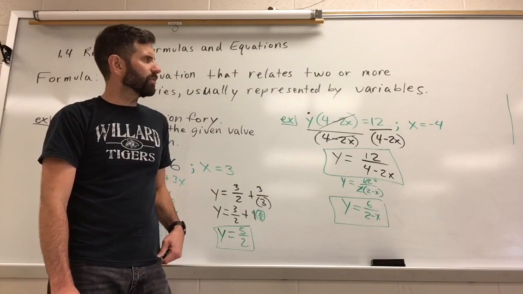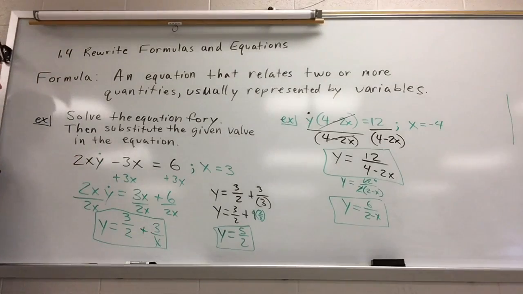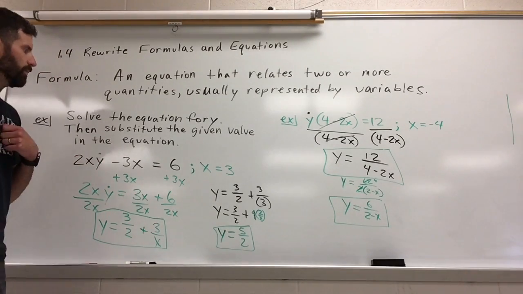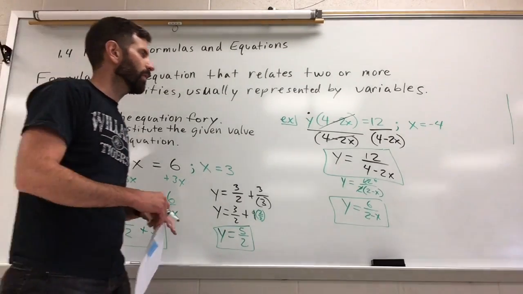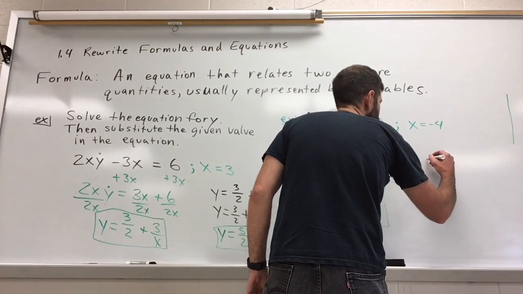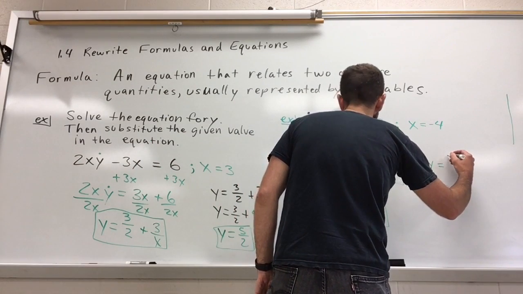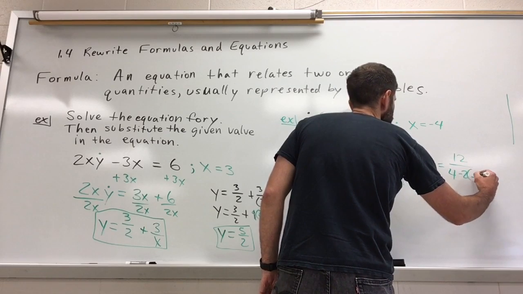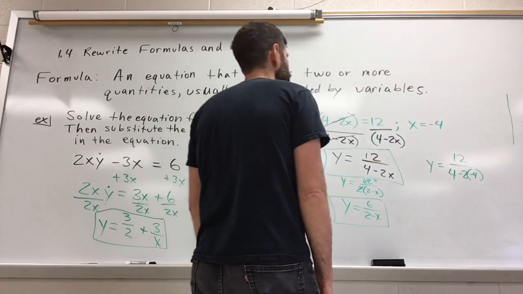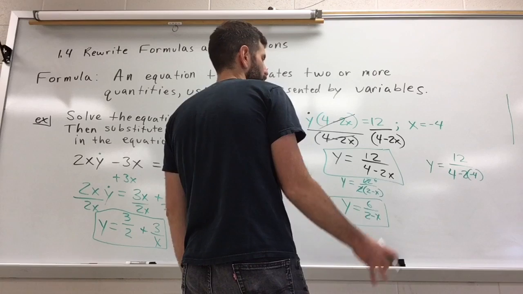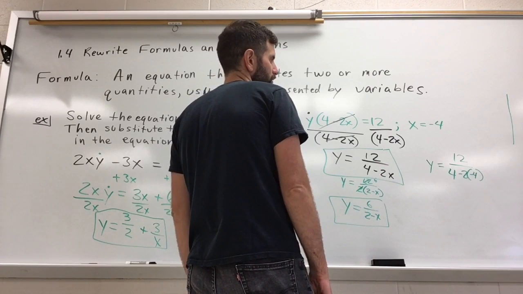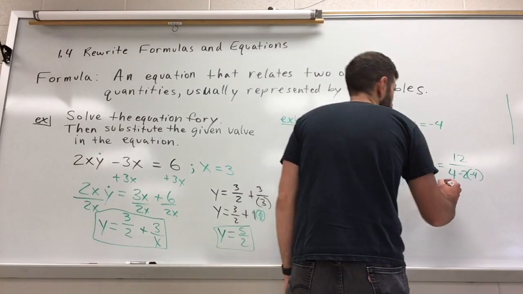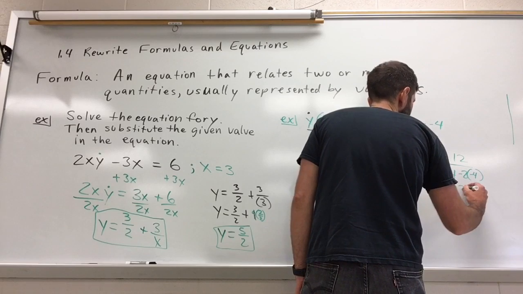Okay, so we're still not quite done. We need to substitute the given value in the equation. So I'll just take this one right here. And all right, y equals 12 over 4 minus 2 times negative 4. Like so. Put parentheses around it. It makes a little more sense. You know that you're multiplying. We're going to do order of operations here.